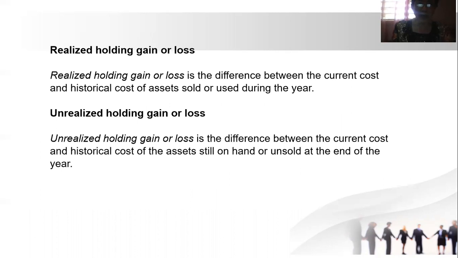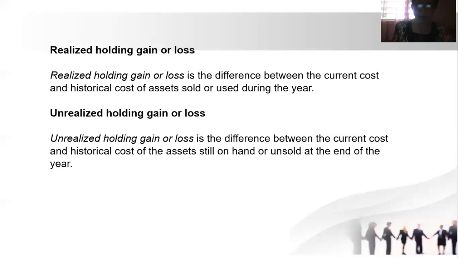So in other words, if your current cost is higher than the historical cost, you'll have a holding gain. Then we have the realized holding gain or loss. It is the difference between the current cost and the historical cost of assets sold or used during the year. The unrealized holding gain or loss is the difference between the current cost and the historical cost of the assets still on hand or unsold at the end of the year.